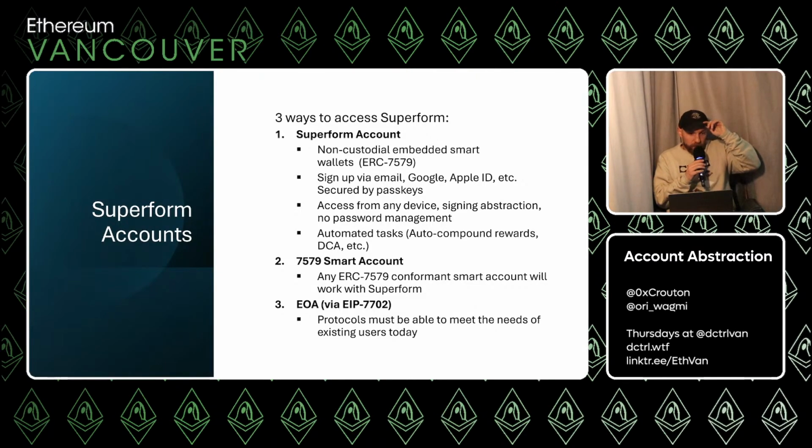Diving a bit more into the Superform account itself, there are going to be three ways to access Superform V2. One is via the smart account itself, which is a non-custodial wallet. It's a smart wallet embedded within the Superform app itself, so you're not going to have Rabby or MetaMask. You can access it just like you saw with that Cat app: via Google, Apple ID, your email, any sort of login. I think some of the options were like your Spotify login. And then it's secured by passkeys, so Face ID, Touch ID, could be a physical key, whatever.